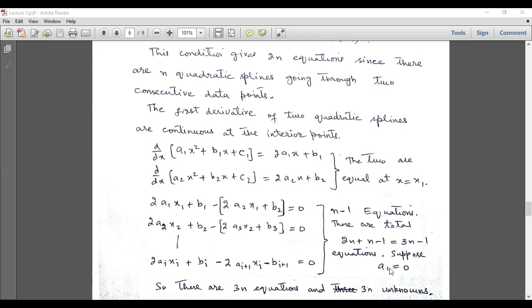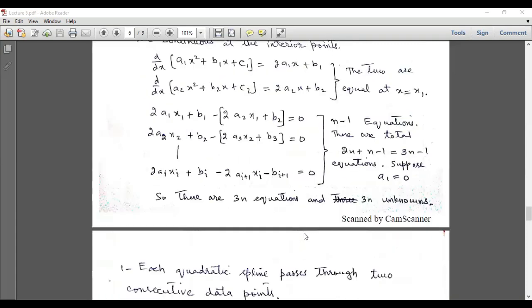Or we can also assume a1 equal to 1. This can also be a possibility. Similarly, we can also assign any other coefficient the value of 0 or 1 or 10. It won't make so much difference, and at the end you will see that we still get an acceptable result. So we have assumed a1, the first coefficient, equal to 0, and this is our 15th equation. Now in total we have 15 equations and 15 unknowns.